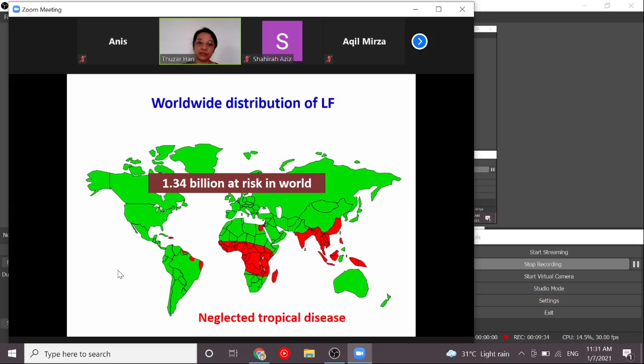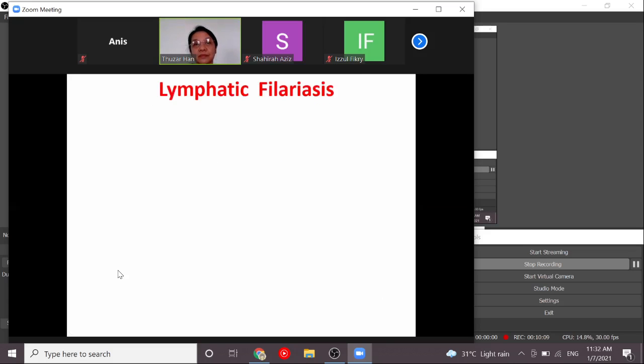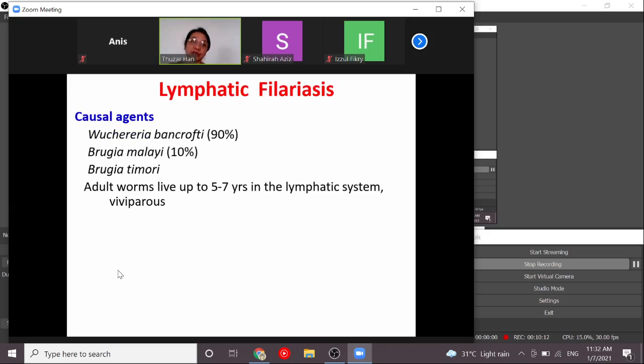I want to let you know the name of the neglected tropical diseases. I want to introduce this name. Under the WHO, World Health Organization, there are some diseases that are not given much care. That is known as neglected tropical diseases. One of the neglected tropical diseases listed by the World Health Organization is lymphatic filariasis. 90% is Wuchereria bancrofti, you already know that, and 10% is Brugia.